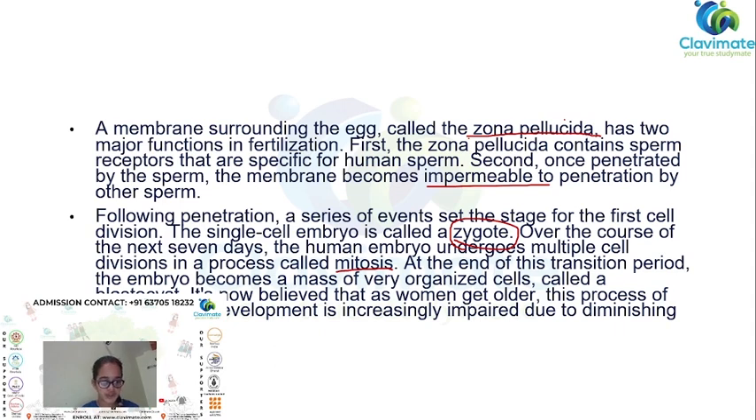Just like I mentioned during the implantation process, the zygote undergoes several divisions called mitosis, and at the end, this embryo becomes a mass of organized cells called a blastocyst. It is now believed that as women get older, this process of early embryo development is increasingly impaired due to diminishing egg quality. So this way implantation occurs, which leads to pregnancy, and this is how the embryo develops.